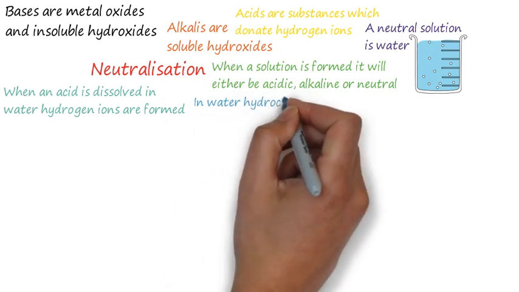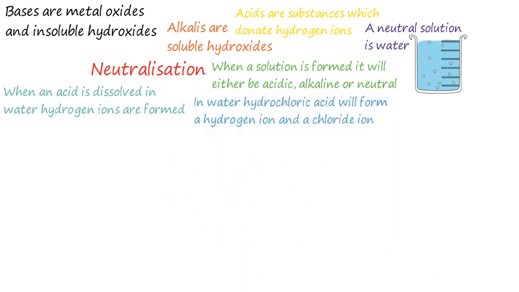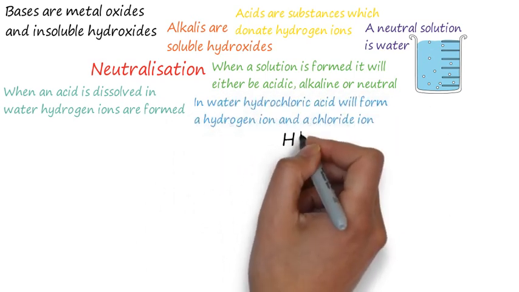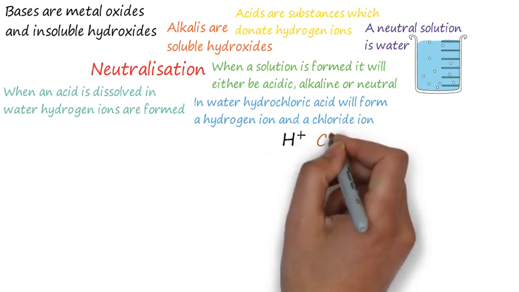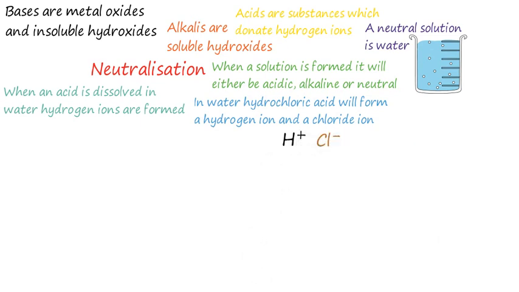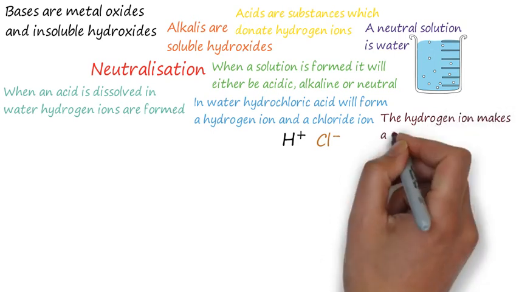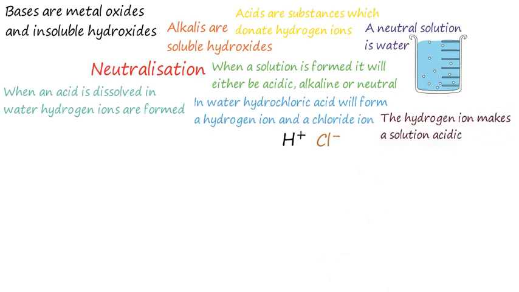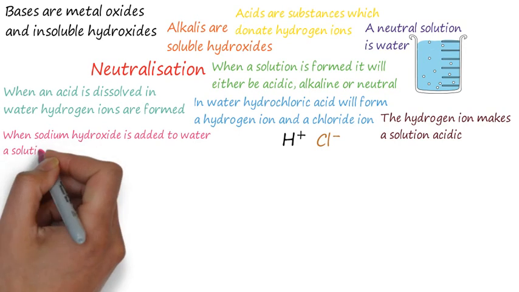If we add an acid to water, something happens to the hydrogen. It is released as an ion. So, in water, hydrochloric acid will form a H+ ion and a Cl- ion. The H+ ion makes the solution acidic.